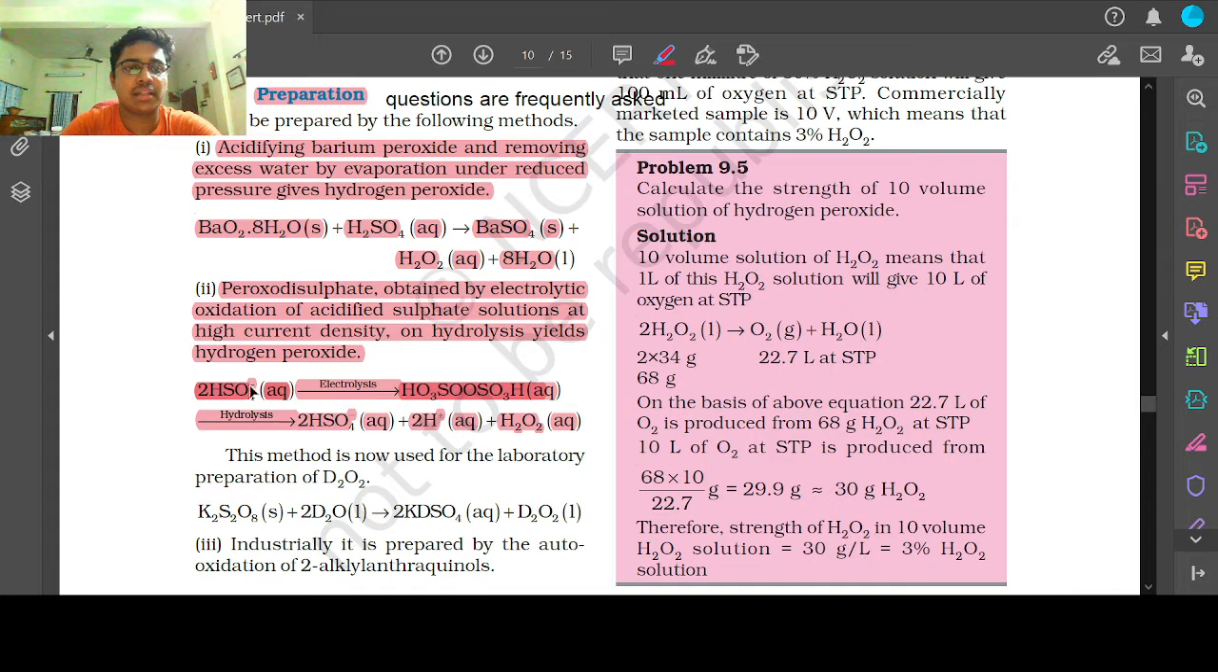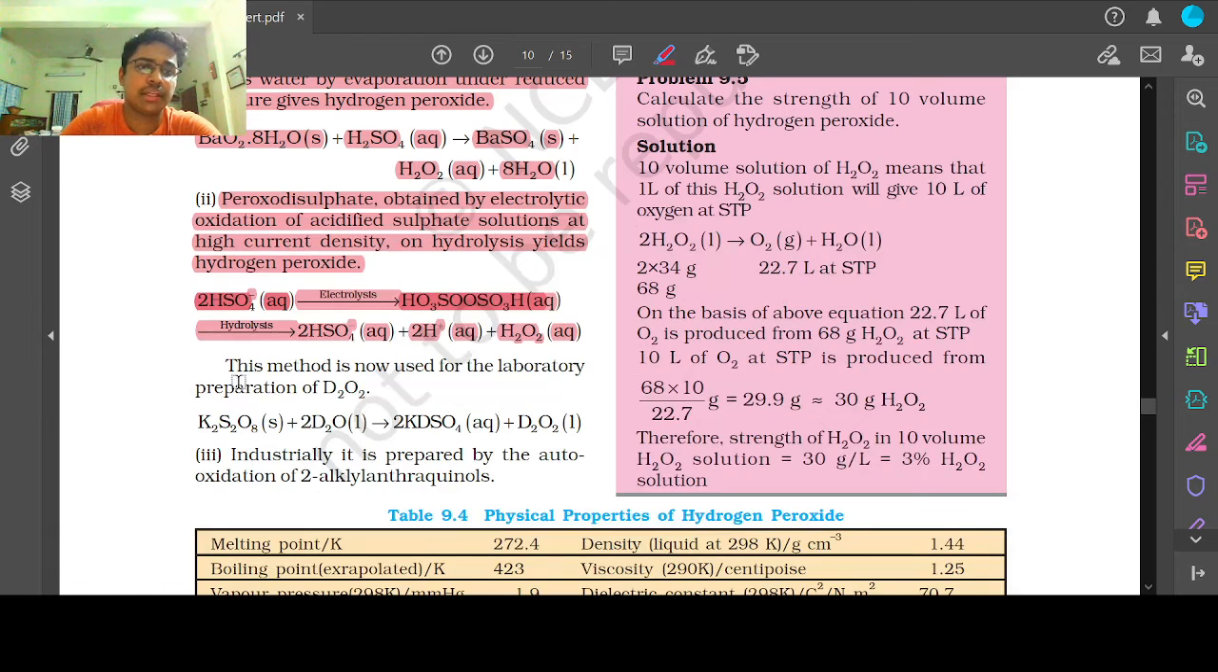This is an acidified sulfate solution. This on electrolysis forms peroxodisulfate. This is a peroxodisulfate, and on hydrolysis it gives H2O2. So acidified sulfate solution on electrolysis at high current density gives peroxodisulfates, and this peroxodisulfate on hydrolysis gives H2O2. This is a very important method, and this is the most important part, from where the question comes.